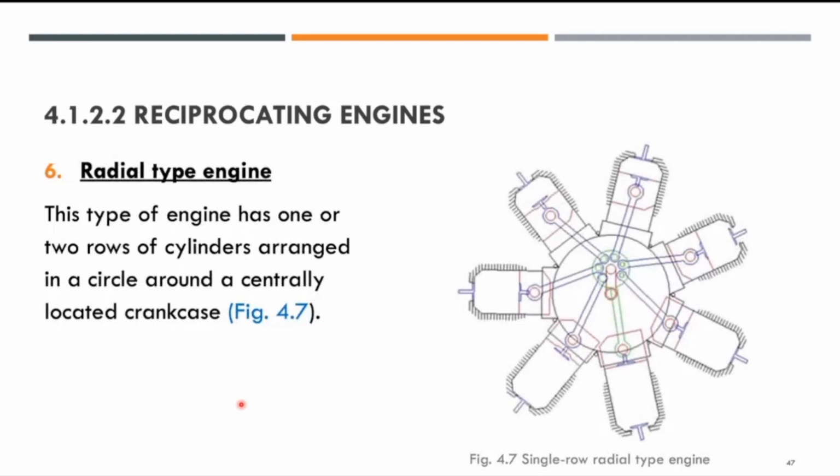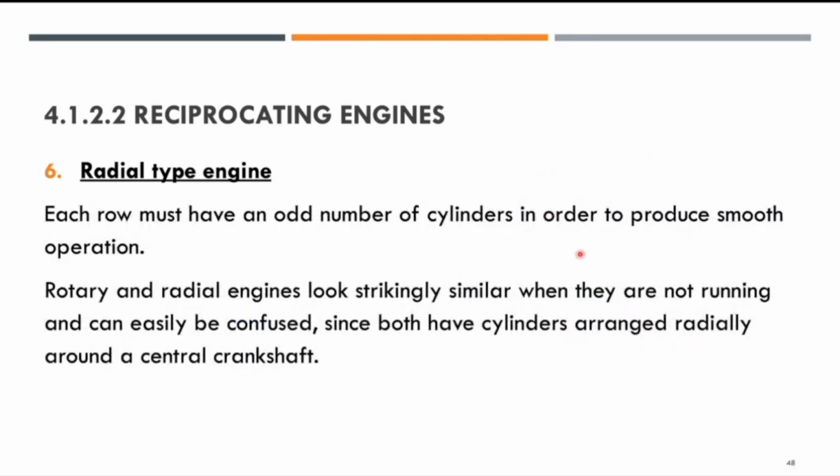And then the last type of reciprocating engine is the radial type of engine. This type of engine has 1 or 2 rows of cylinders arranged in a circle around a centrally located crankcase, as shown over here. This is figure 4.7 showing a single row radial type of engine. Each row must have an odd number of cylinders in order to produce smooth operation.